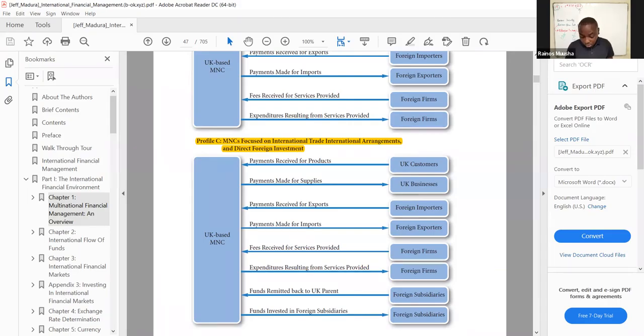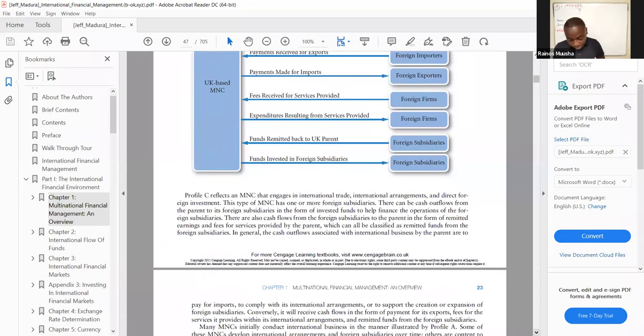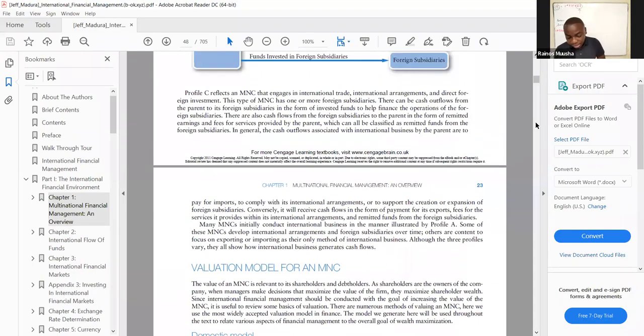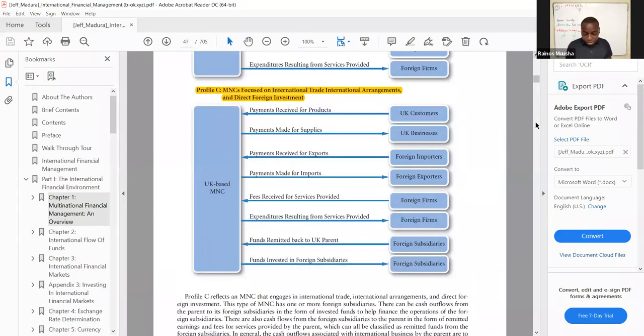So apart from the simple import and export of goods and services, the parent company is also going to be investing in or setting up a subsidiary, and the subsidiary does the remittance of those profits. This is a more comprehensive diagram which shows the operations of a multinational company. Is there any question regarding these diagrams?